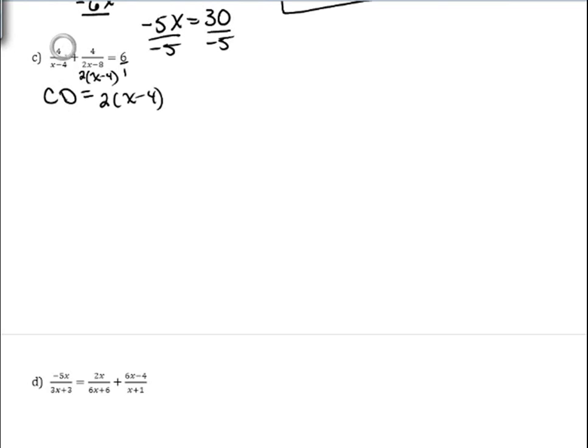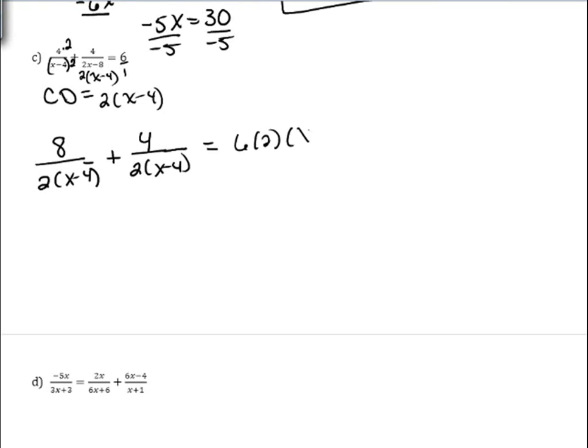To get that denominator in the first fraction, we would have to multiply by 2. So we're going to multiply both the top and the bottom of that by 2. That will give us 8 over 2 times x minus 4. And that was plus. And this denominator already has our common denominator, so we don't have to do anything to it. And then that's equal to, and the 6 doesn't have anything in its denominator but a 1, so we have to multiply it by the 2 and the x minus 4.